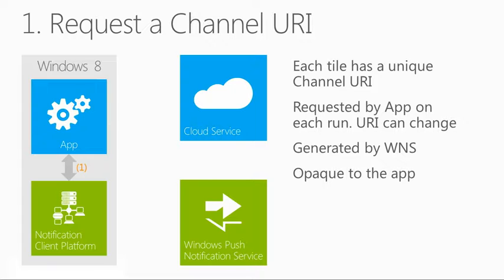The actual channel URI is created by WNS. So what's happening under the hood there is the notification client platform calls into WNS and gets that channel URI and returns it to the app. And lastly, the channel URI can be opaque to the application. You don't need to know what the query string is on the end of it. You just need to know that it represents a tile, be it your main app or a secondary tile.